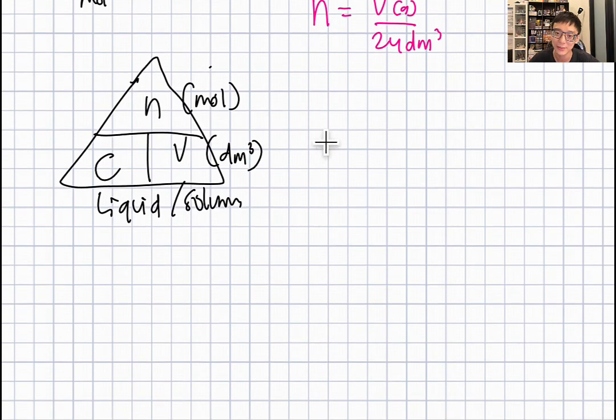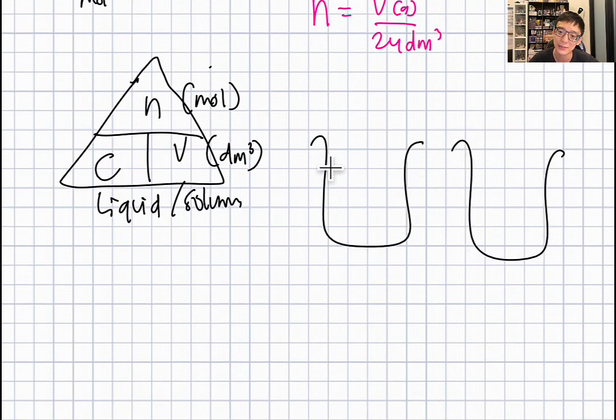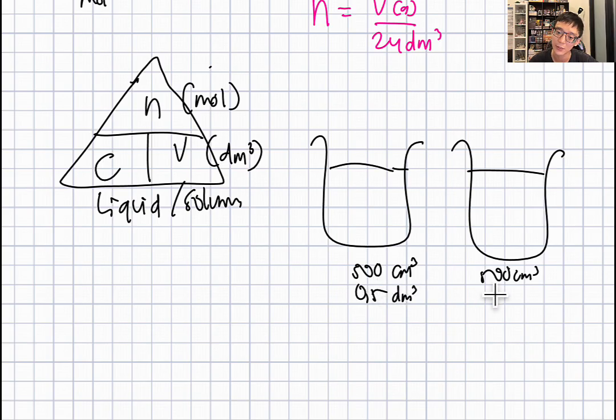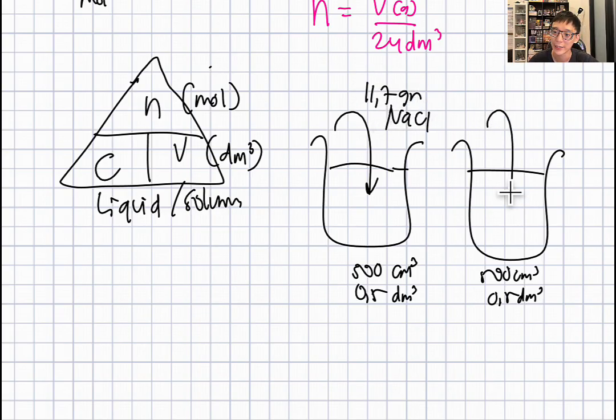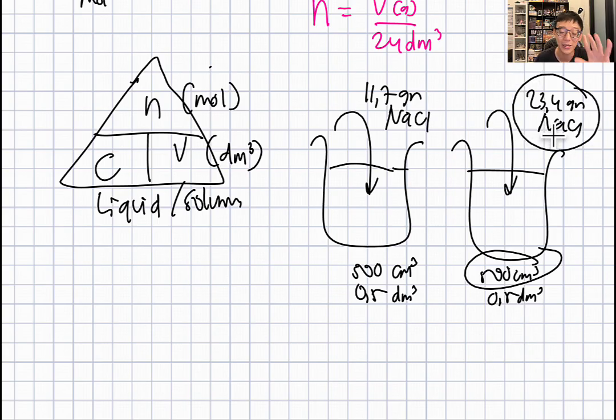Just imagine that you have a bigger glass. So both contain 500 centimeter cube, or like 0.5 decimeter cube. It's like 500 milliliter. So now let's say that you put here 11.7 gram sodium chloride. And then here you put 23.4 gram sodium chloride. Now I ask you, which one would be saltier? I believe that you would answer the right bigger glass would be saltier, because for the same volume, you have the bigger mass, right?